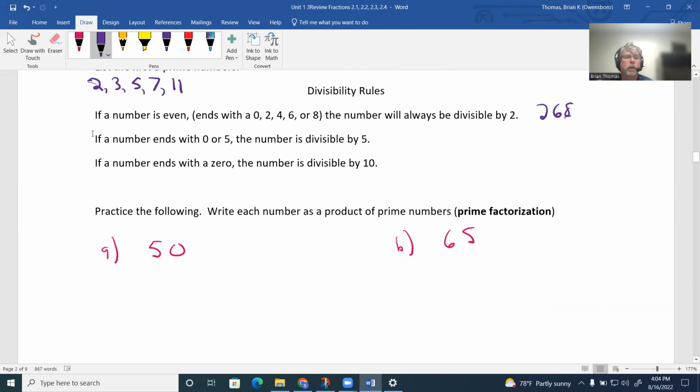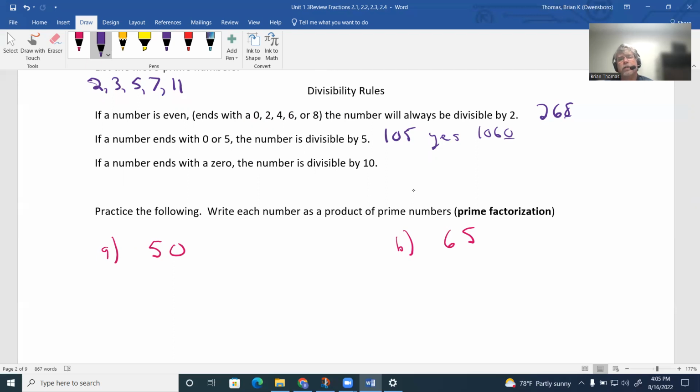Another divisibility rule I'm going to talk about is the number that ends in 0 or 5. If a number ends in 0 or 5, we're talking about being divisible by 5. So if I gave you the number 105, can that be divided by 5? I would have to say, yeah, because it ends in 5. If I gave you 1060, can I divide that number by 5? Well, yeah, because it ends in a 0. So if it ends in a 5 or a 0, I know 5 is a factor of those numbers.